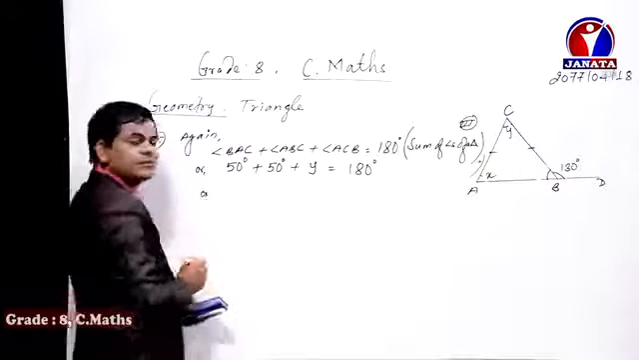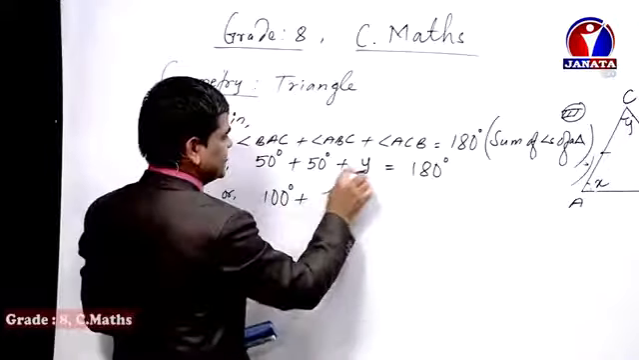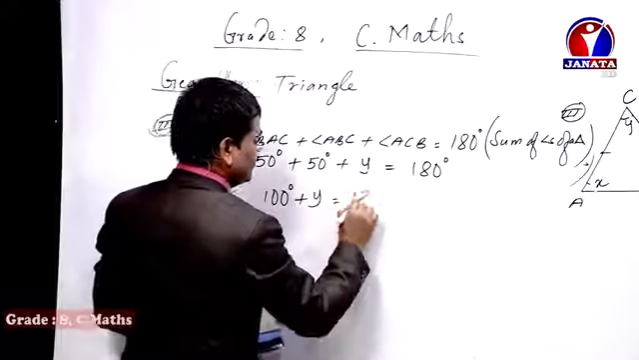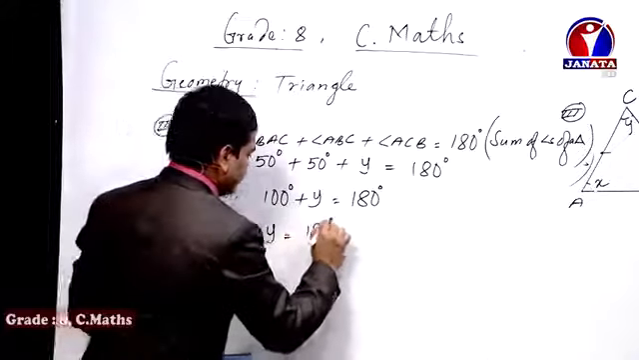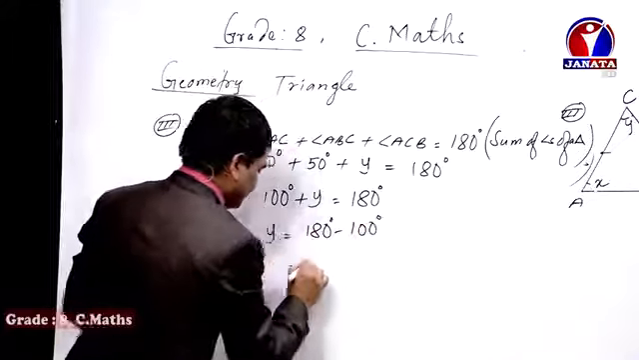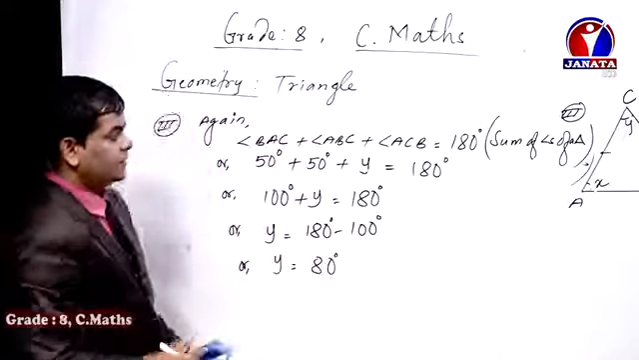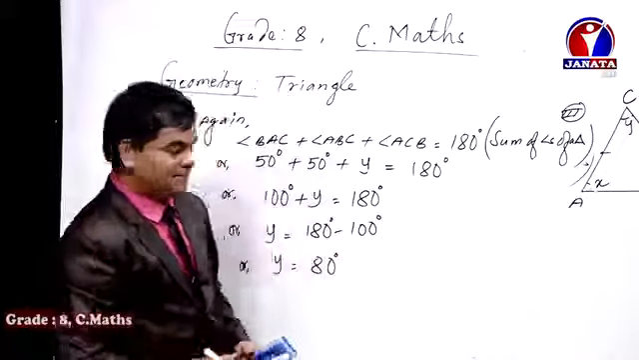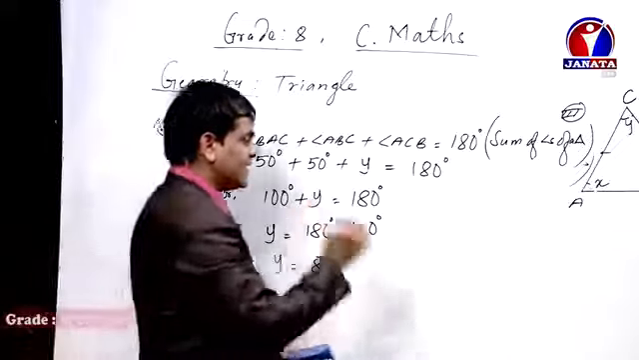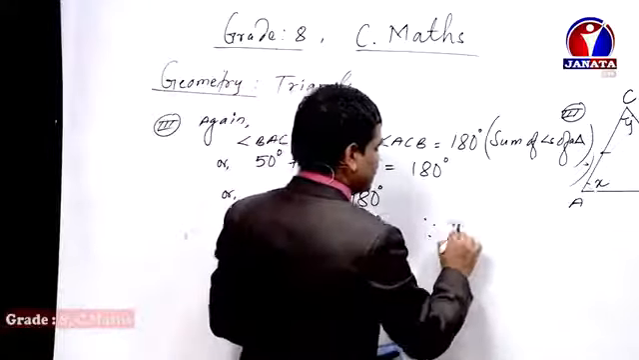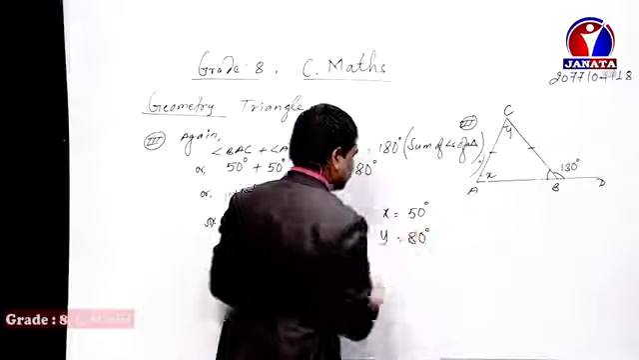50 plus 50, 100 degrees, isn't it? So y plus 100 degrees equals 180 degrees, and then y equals 180 degrees minus 100 degrees, which equals 80 degrees. So this is the value of y. We got the value of x as 50 degrees, and now we got the value of y as 80 degrees. So at last you can write the conclusion, therefore x equals 50 degrees and y equals 80 degrees as per this question.